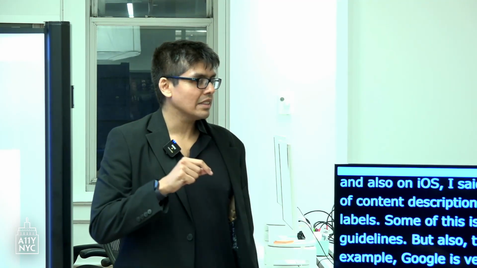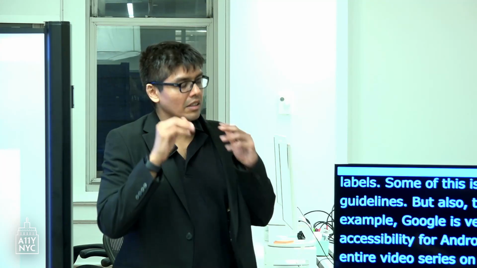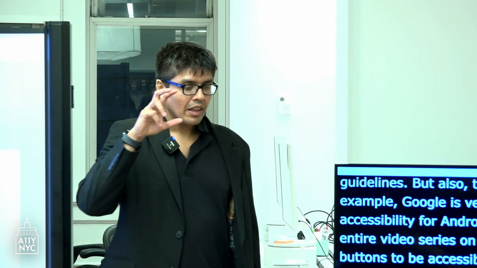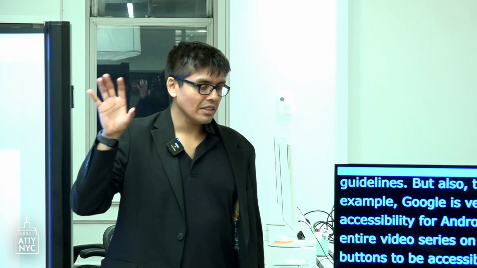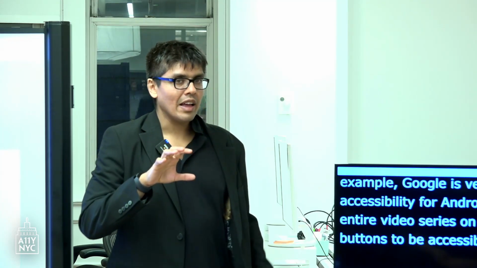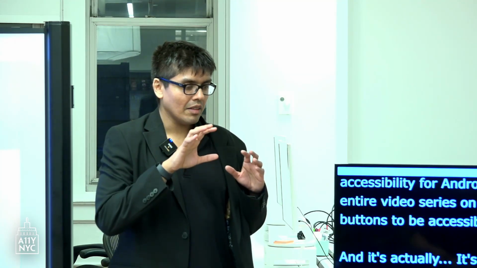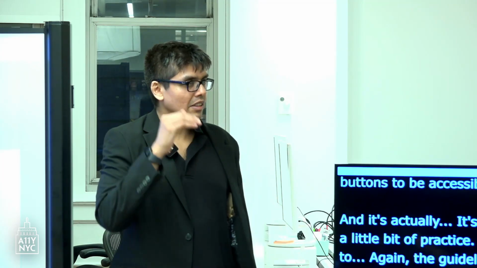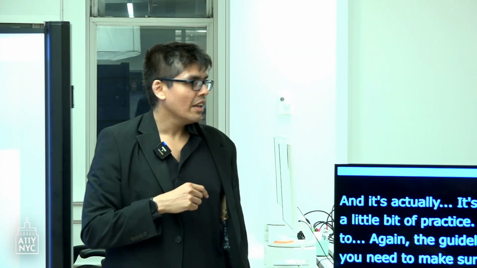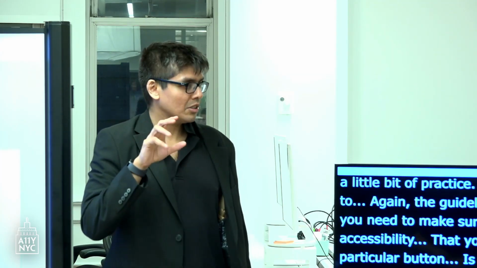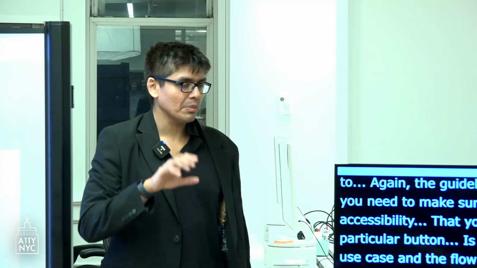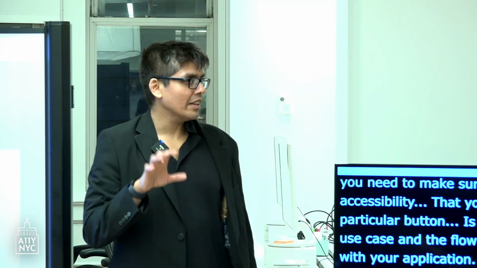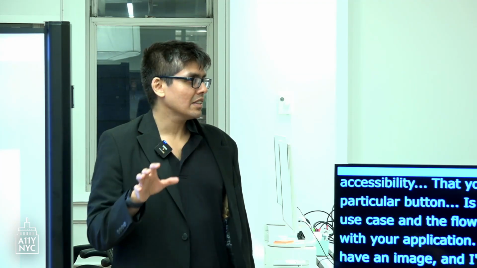It takes a little bit of practice because, again, the guidelines are available, but you need to make sure that the accessibility that you're applying to a particular button is really relevant to the use case and the flow of the user interacting with your application. For example, if you have an image, and I'm going to use the word content description for now, or accessibility label, if you have an image that's not interactable, then it doesn't necessarily need an accessibility label.